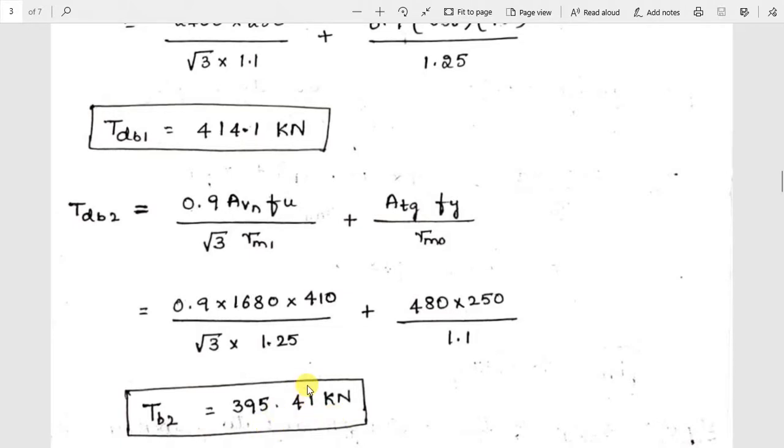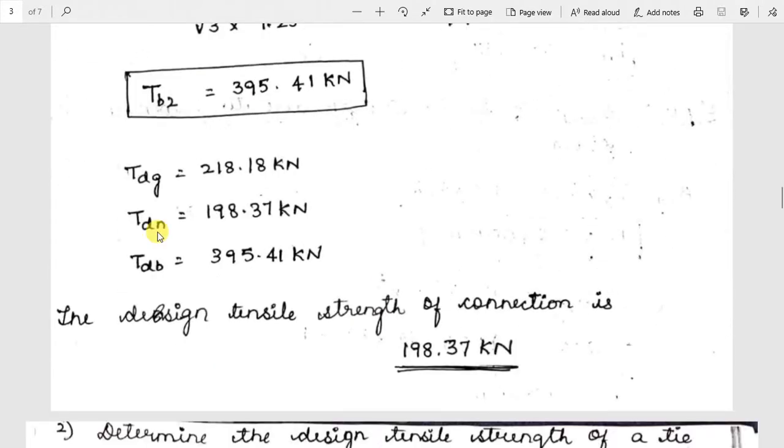So now we have calculated three values. So Tdg, Tdn and Tdb. Tdg is 218.18. That means this plate will start to yield when the load of 218.18 acts. That means it fails after 218.18. And Tdn is the amount of load required to fail by rupture, and this is the amount of load required to fail by block shear.